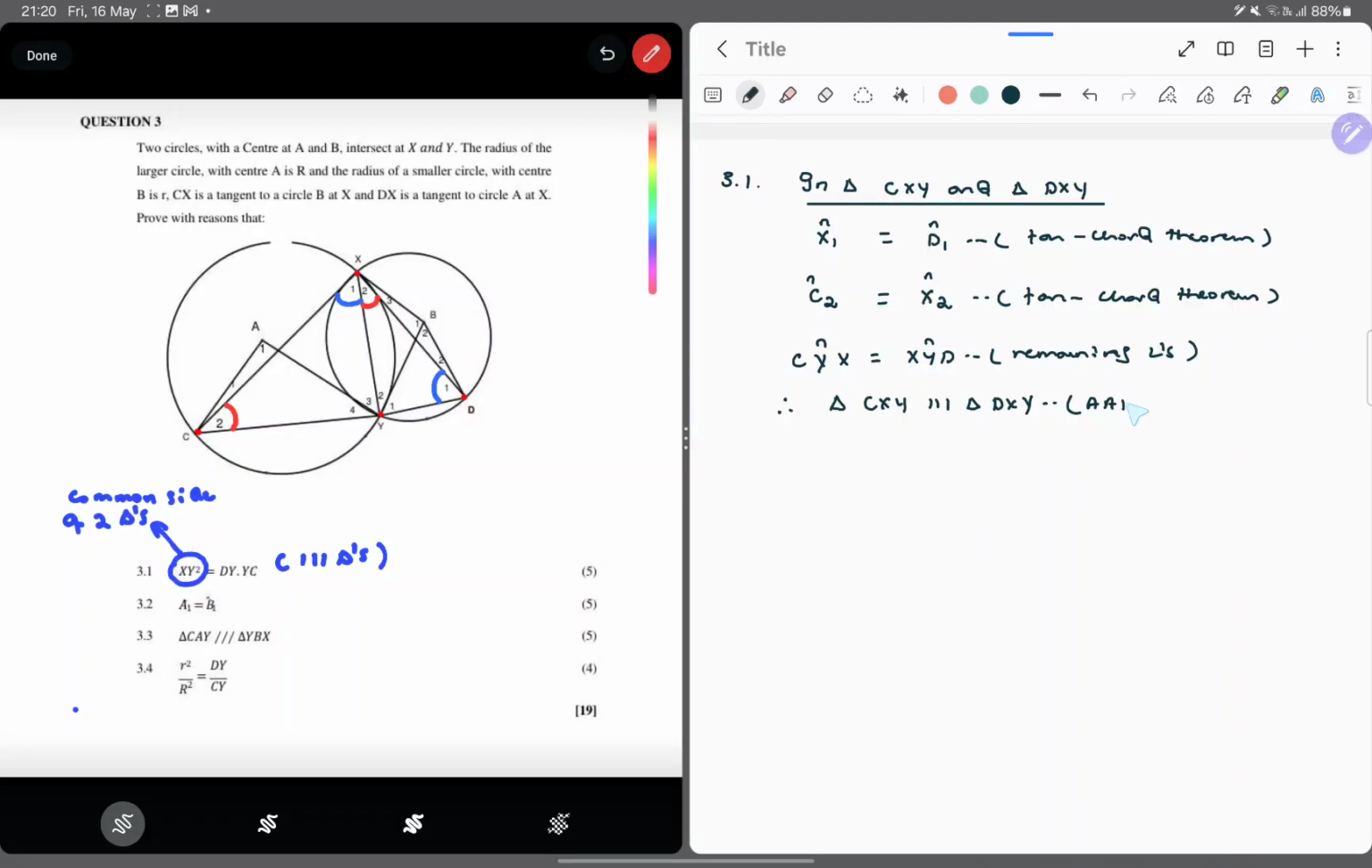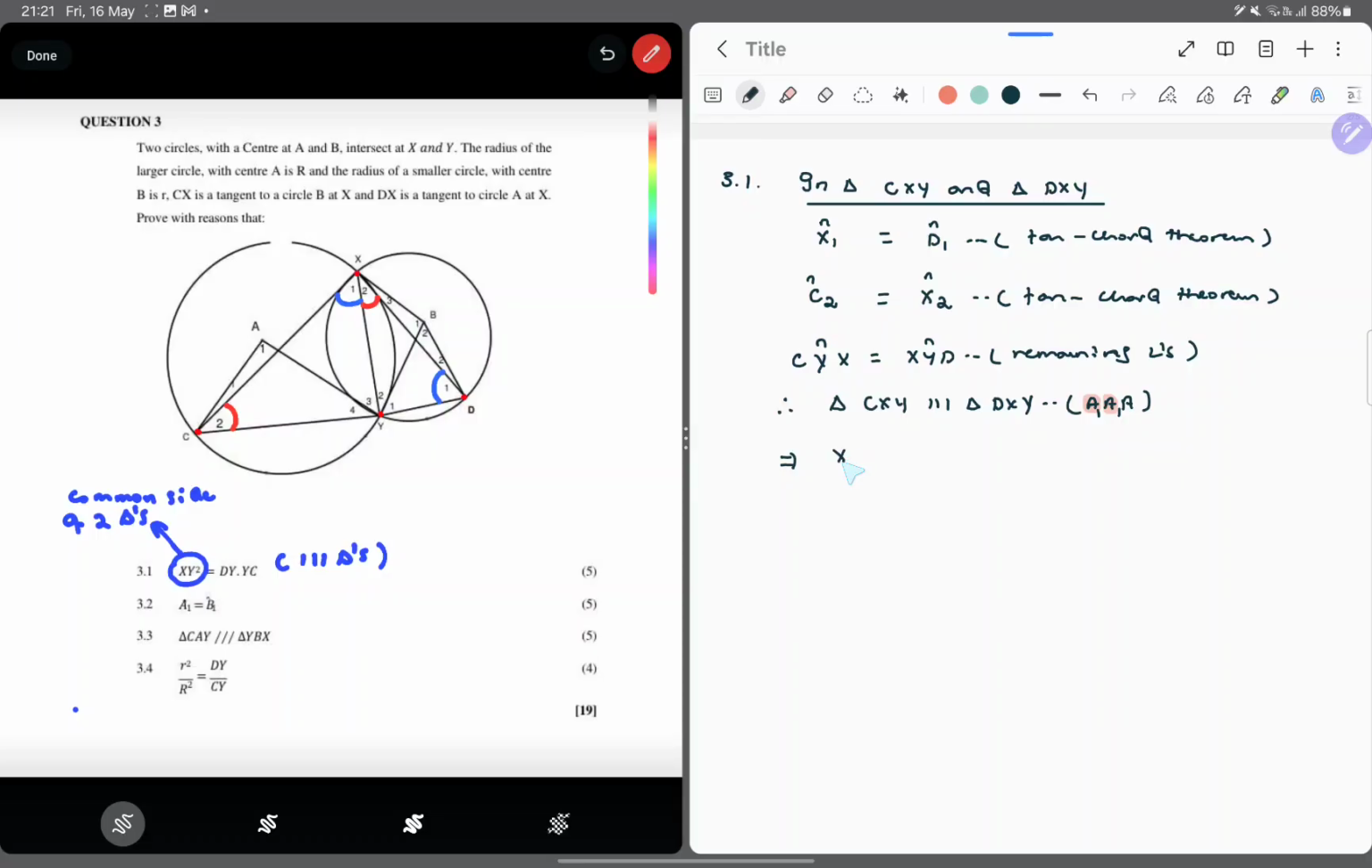Now this is triple A, okay? Equiangular. Even just two pairs though are good enough. You don't need the third. Don't obsess over going all the way. So this implies that we will have now the sides in proportion.